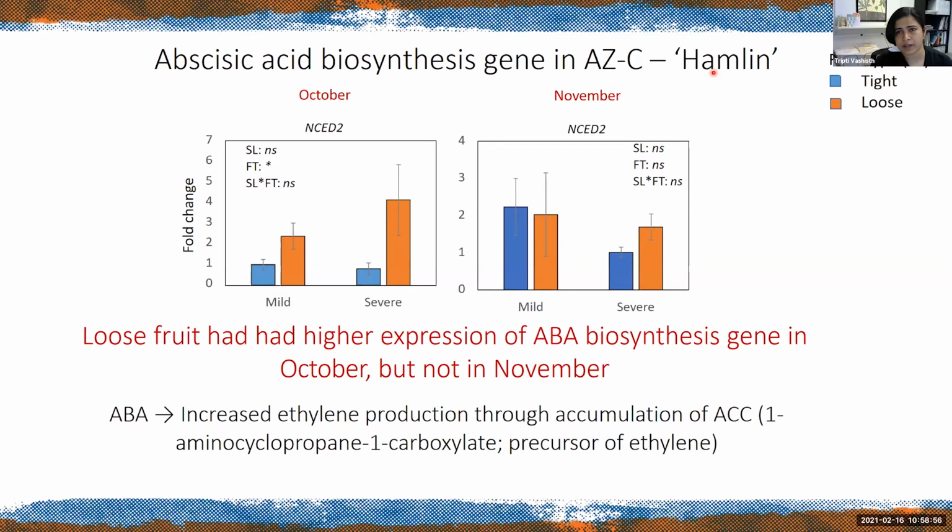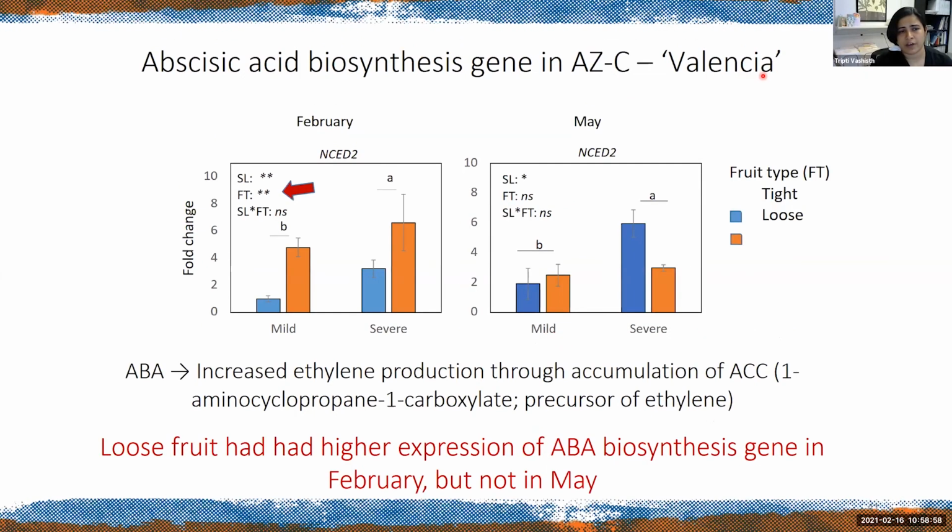This is for Hamlin. And we again saw the same thing for Valencia, that loose fruit had higher expression for ABA biosynthesis in February. So this is Valencia. That's why we are talking about February, and not so much in May when you actually see a lot more fruit on the ground.